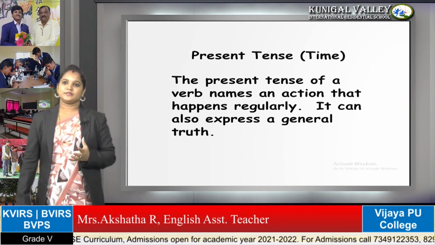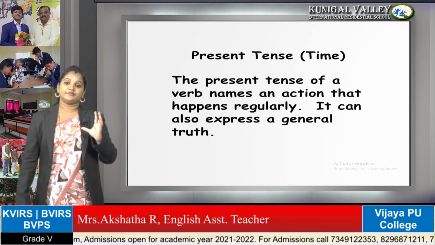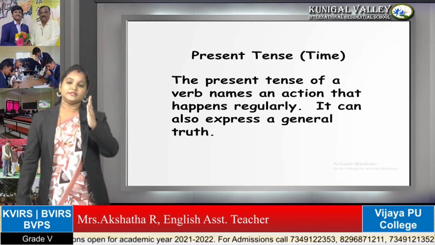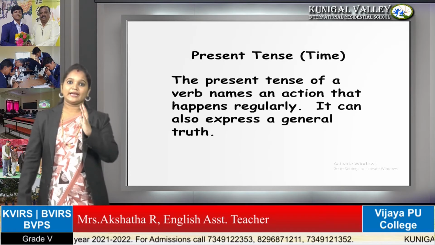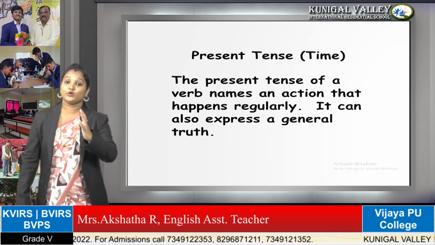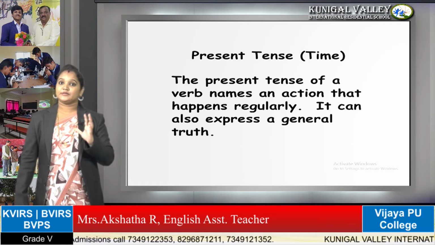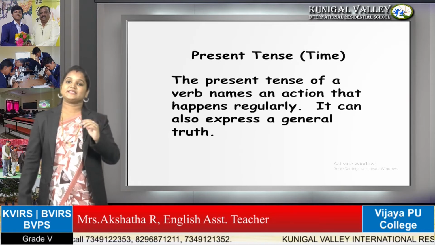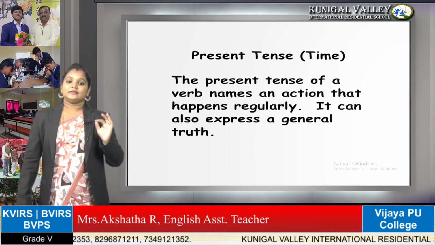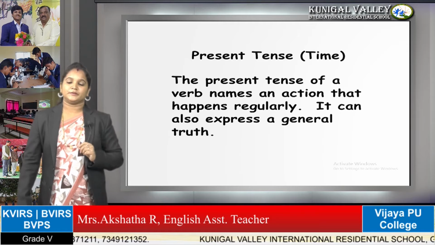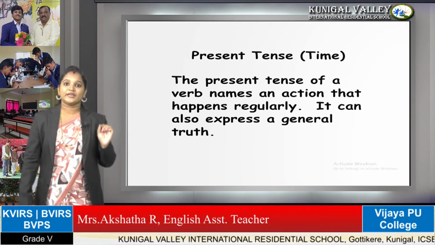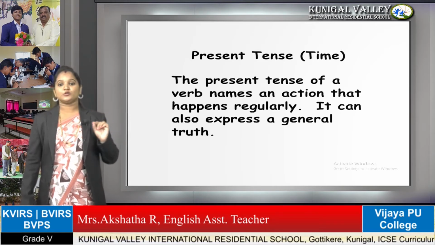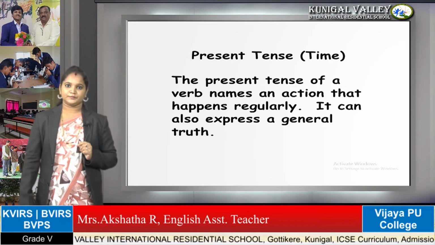The tenses are basically referred to with time. On the basis of the time in which the actions are taking place, have taken place, or are going to take place, the tenses are divided into three. The first one is present tense. The present tense of a verb names an action that happens regularly. It can also express a general truth.